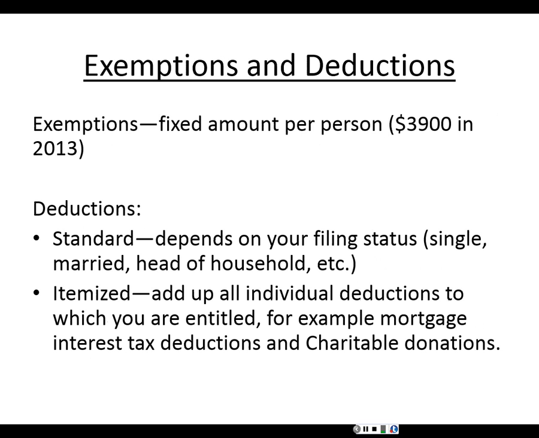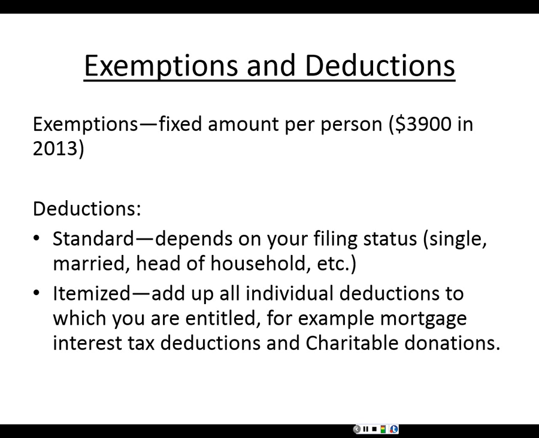To go from adjusted gross income to taxable income, you have to subtract off what are called your exemptions and deductions. Exemptions you get per person. So in 2013, the fixed amount that you get to deduct from your income per person is $3,900. That depends on how many dependents you're claiming. The deduction part depends on your filing status. There's one lump sum that you get to deduct if you're single, if you're married filing separately, if you're head of household, etc.